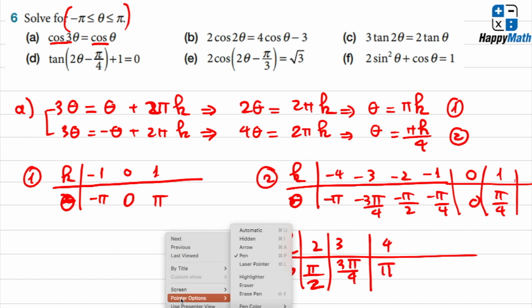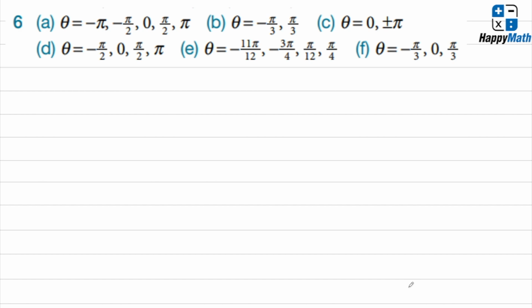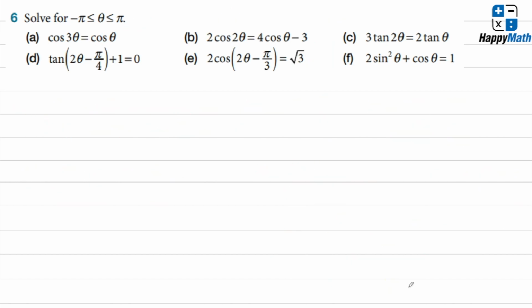So how many solutions you got here? Minus pi is exactly the same as this one, 0 the same with this position, and pi the same with this one. So 1, 2, 3, 4, 5, 6, 7, 8, 9. 9 solutions for question A.